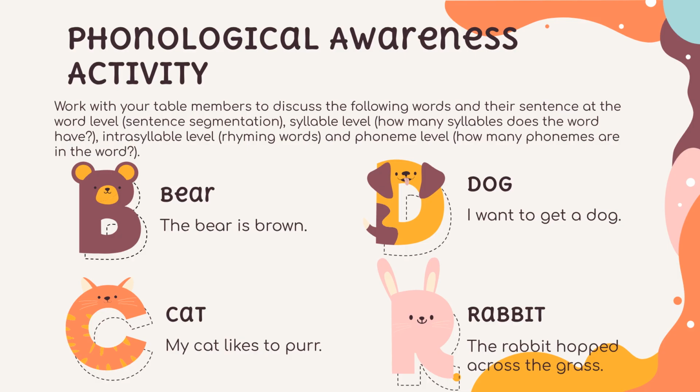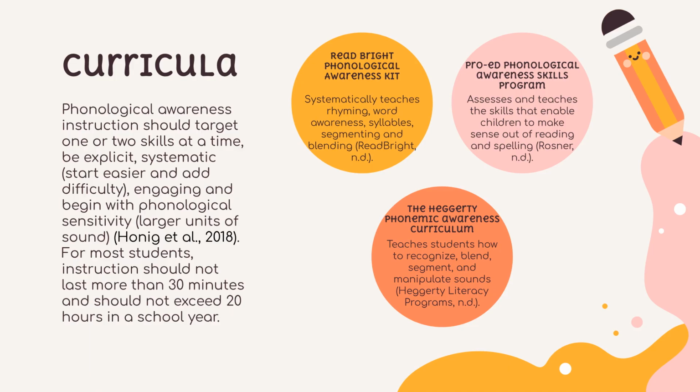At the syllable level, I want you to discuss how many syllables the word has. At the intersyllable level, I want you to think of some rhyming words that rhyme with the word. And at the phoneme level, I would like you to discuss how many phonemes are in the word. As you work with your table members, please write down your answers and we will discuss when everybody is finished.